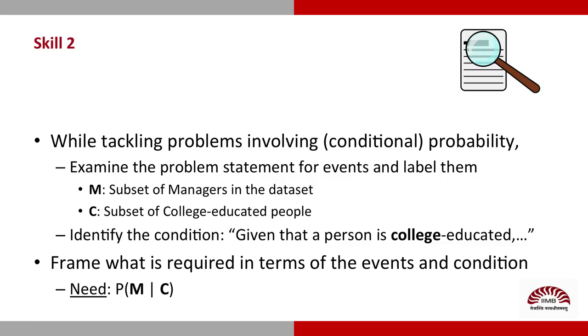The second survival skill is to frame what is asked as a conditional probability. Most people tend to go wrong here. The condition in our case is that someone chosen at random from our data set is college educated. This is the event C. So what we are asked is the value of probability of M given C. And the other question asks us to calculate the probability of C given M.